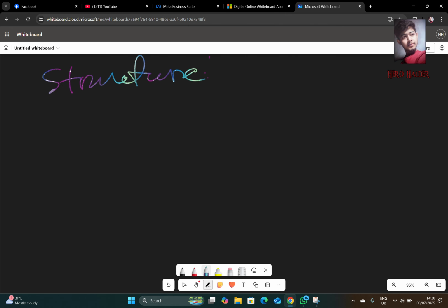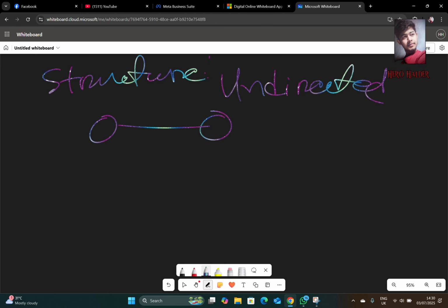Depending on its structure, a graph is defined by two types. That is undirected. The example of an undirected graph is: if there are two nodes and this is their connection, here the direction is not particular. Here you can see there is no direction in this graph.